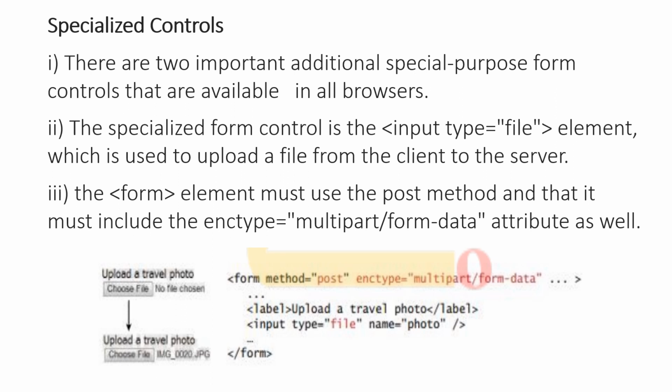Specialized controls. There are two important additional special purpose form controls that are available in all browsers. The specialized form control is the input type equals file element, which is used to upload a file from the client to the server. The form element must use the post method and it must include the enctype multipart/form-data attribute as well.